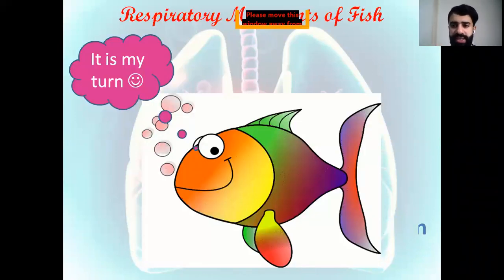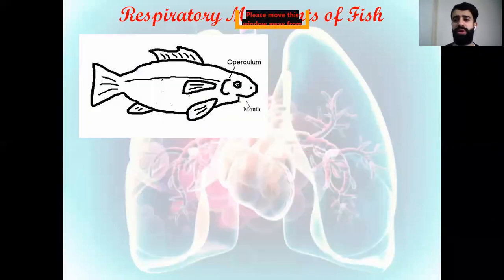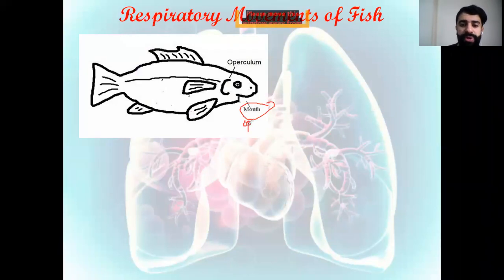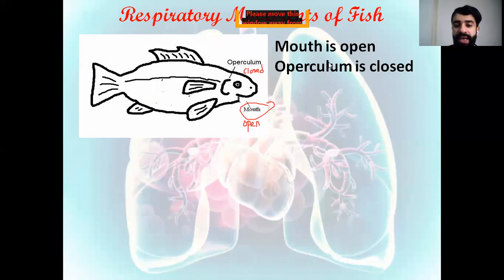The fish says, it's my turn. You have to talk about fish. Here we have the respiratory movements of the fish. We have two important organs, the mouth and the operculum. Whenever the mouth is open and the operculum is closed, the water will enter through the mouth into the fish. Here we are talking about the first step, which is inhalation.